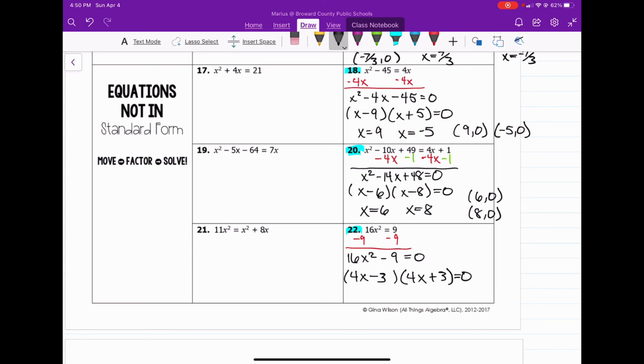And when we set both of those equal to 0, x is going to be positive 3/4. And when we solve the other one, 4x plus 3 equals 0, x is going to equal negative 3/4. So one of our x-intercepts is positive 3/4, 0, and the other one is negative 3/4, 0. And that's how you find the solutions to a quadratic equation by factoring when it is not in standard form.